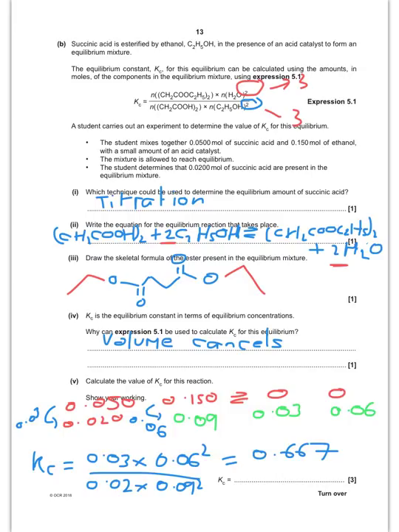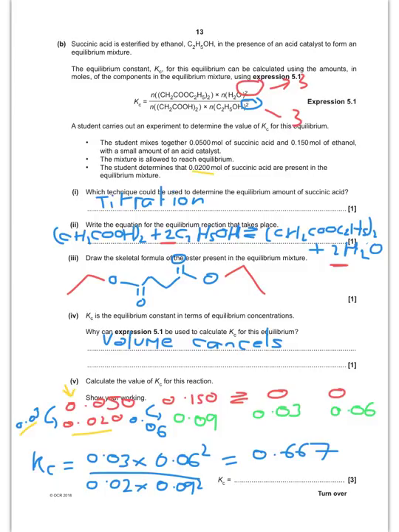Now I'm going to calculate Kc for this reaction. So I've put the initial volumes that I start with here. So it tells me that I form 0.0200 moles of succinic acid present in the equilibrium mixture. So I've got that. That's been reduced by 0.03.